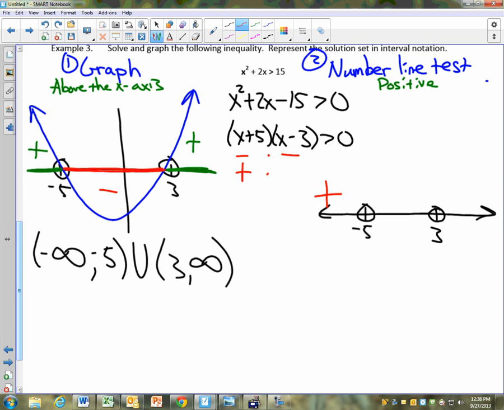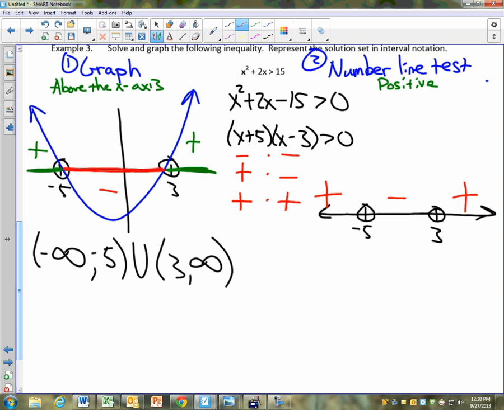Positive. 0 minus 3, negative. Positive times a negative is negative. And the last one, plug in a number to the right of 3. If we plug in 4, 4 plus 5 is positive, and 4 minus 3 is positive. I get a positive times a positive, which is positive. Notice how this solution matches what we did graphically.